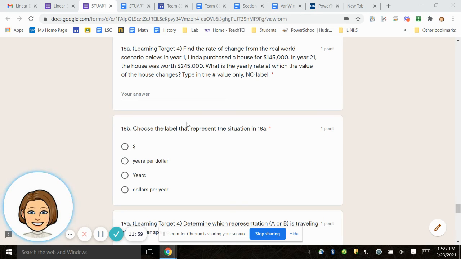In year 1, Linda purchased a house for $145,000. In year 21, the house was worth $245,000. What is the yearly rate at which the value of the house changes? Type in the number value only without a label.